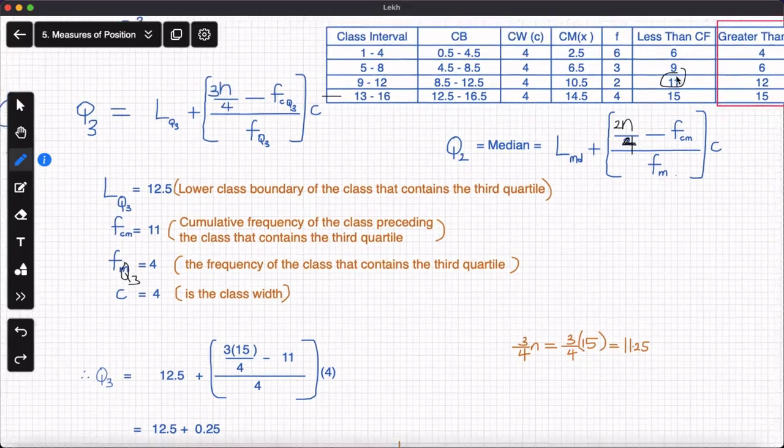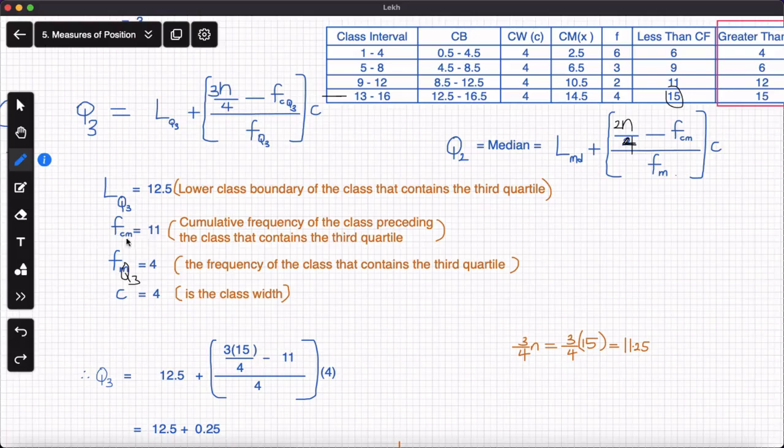So where do we have 11.25 for the first time? We have that here, rather. So not in 11. We have that for the first time here. So since 11.25 is greater than 11, that means the third quartile will be in this class. And so since this is the class containing the third quartile, our lower class boundary will be 12.5, and that's what you see here.